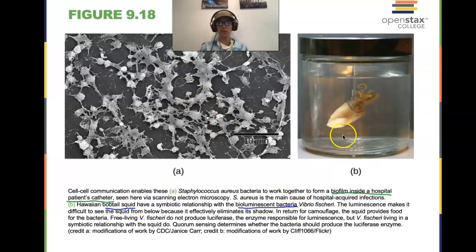And then this is just another picture of our cute little bobtail squid who is glowing because of its symbiotic relationship with enough Vibrio fischeri in its light organ to cause the bioluminescence.